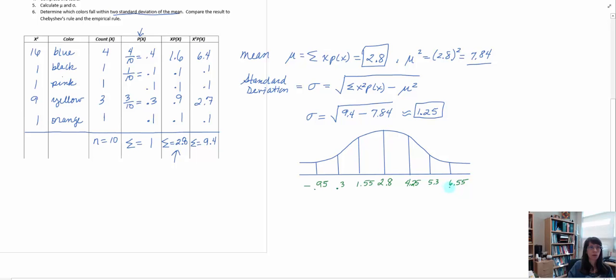What we're looking for is within 2 standard deviations of the mean. We're going to compare our results to Chebyshev's rule and the empirical rule. So let's shade in within 2 standard deviations of the mean. That means this area under the curve. So the interval we're concerned with, within 2 standard deviations of the mean, would be from 0.3 to 5.3.